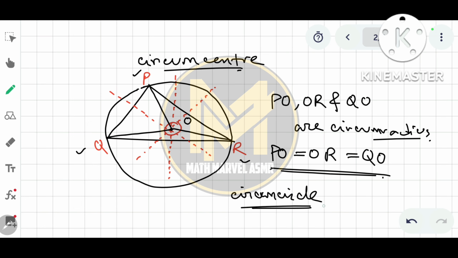So that is the definition of circumcircle. Thus we can get the circumcircle. So this is the interpretation of circumcentre and circumcircle.